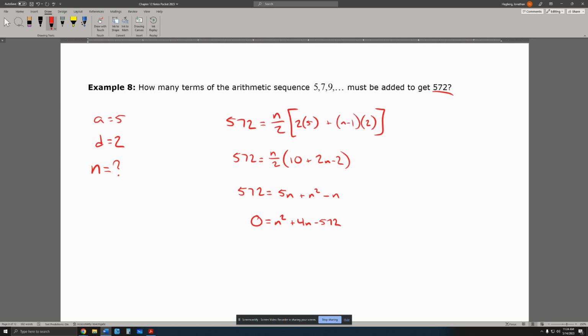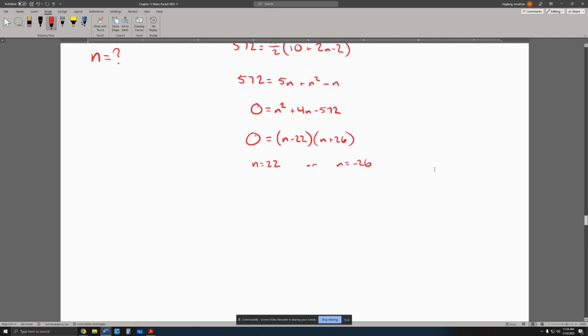Okay, so we're looking for factors of 572 that add to 4. The answer is negative 22 and positive 26. So this factors to n minus 22 and n plus 26. And so we get the solutions n equals 22 or n equals negative 26. Now we have to consider which of these solutions we accept. Because we're talking about the number of terms in a sequence, n cannot be negative 26. Remember, the domain of a sequence is the natural numbers. So we cannot include any negatives or 0 or anything like that, any fractions either.